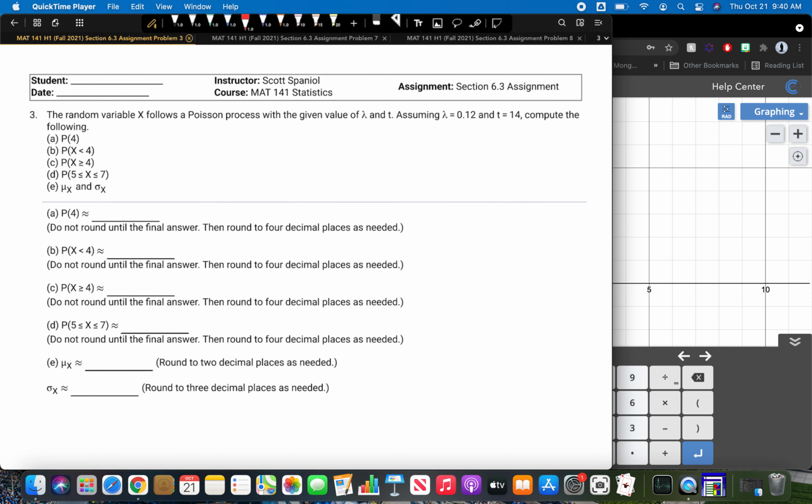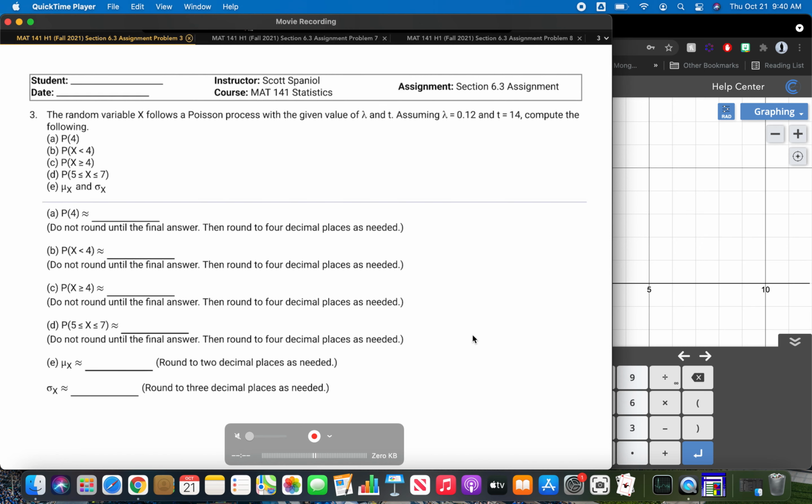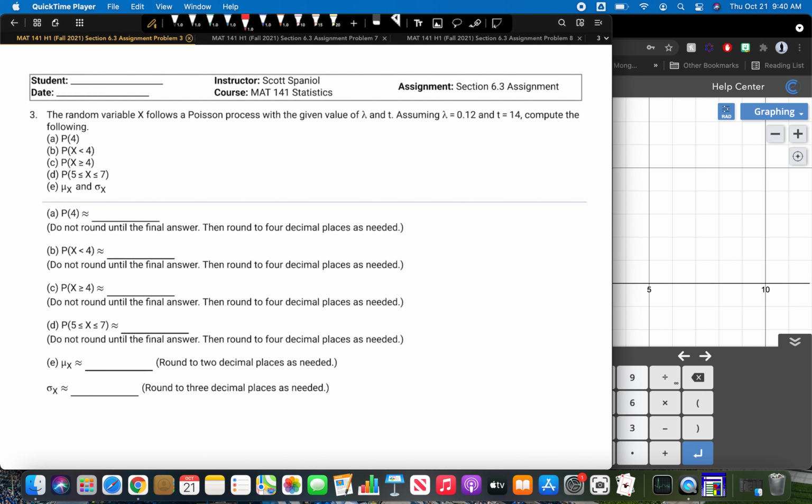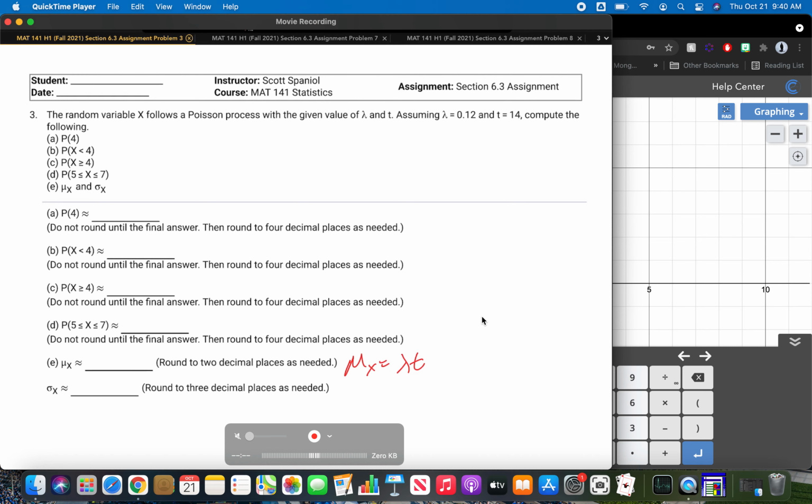They actually do this problem kind of in a backwards way for what is most useful for us, because we need to put this into class calc. And so the useful thing for us is if we look down here at number E, is that mu sub x equals lambda times t. So in this case, this bottom answer is going to be 1.2.